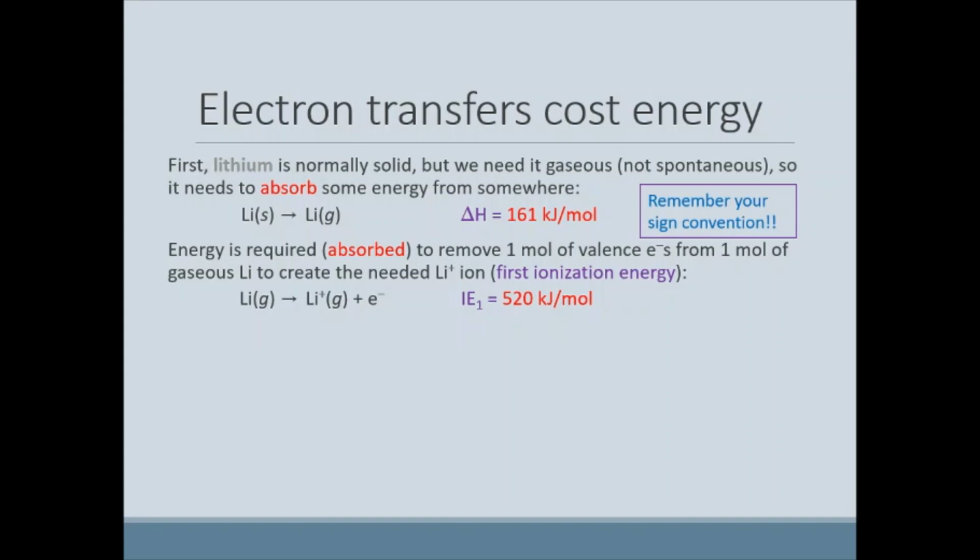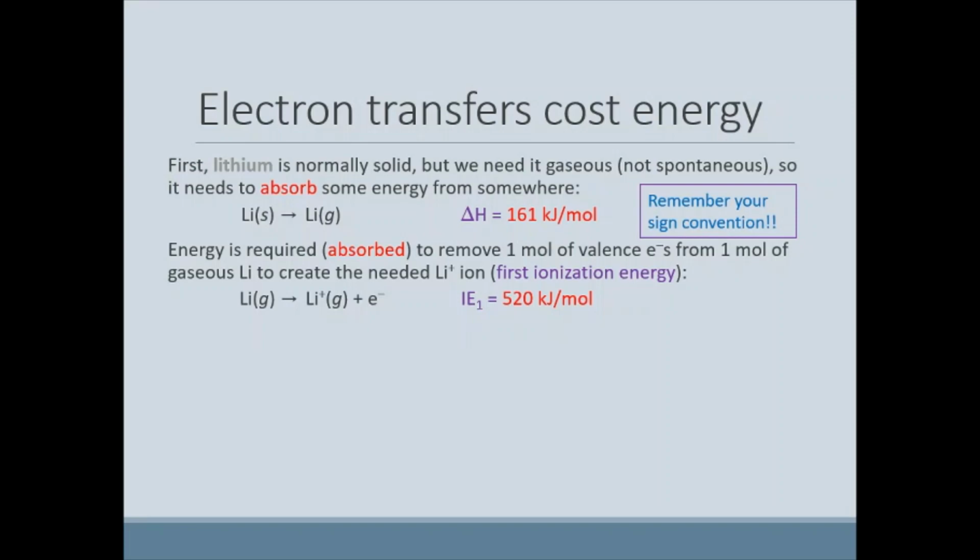Meaning you, as a person, have to do work on that atom in order to get this process completed. And so the ionization energy, or the energy required for you to remove 1 mole of valence electrons from 1 mole of gaseous lithium, is going to be 520 kilojoules. Again, absorbed energy, not really a good thing for these atoms to do. So now we have lithium ions.